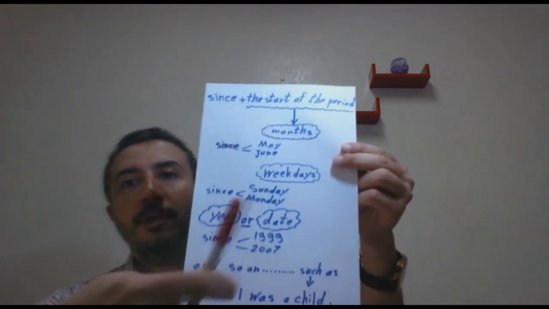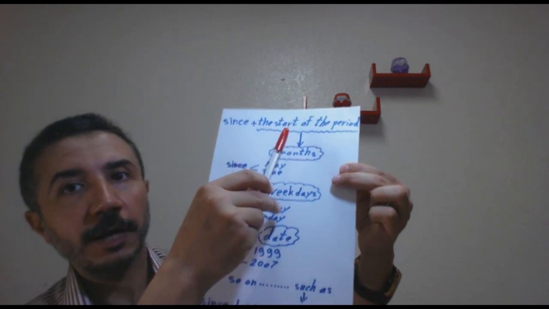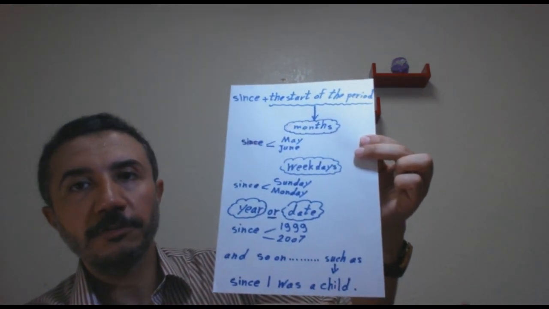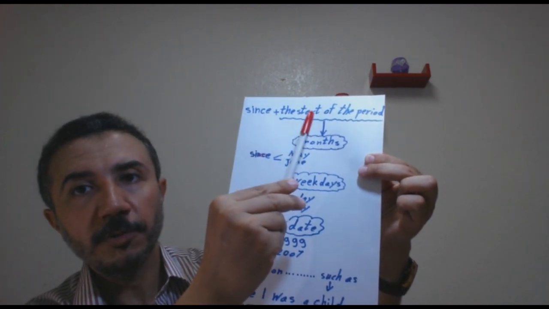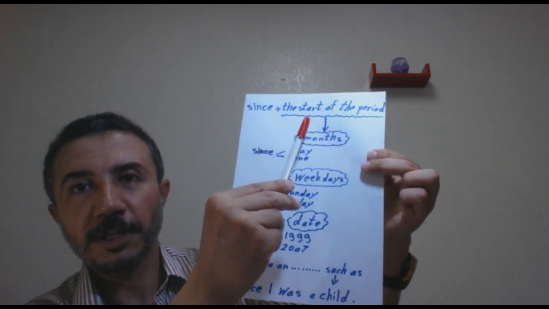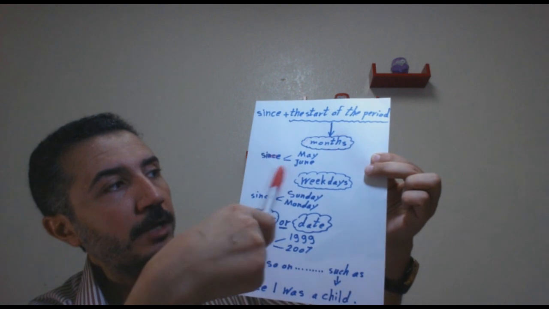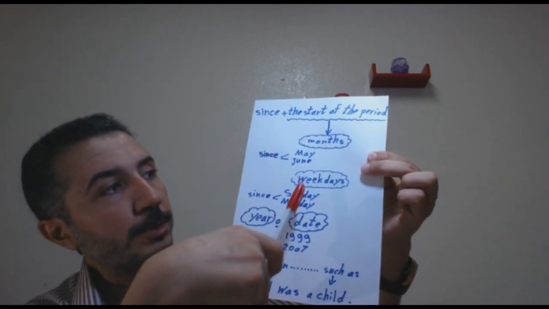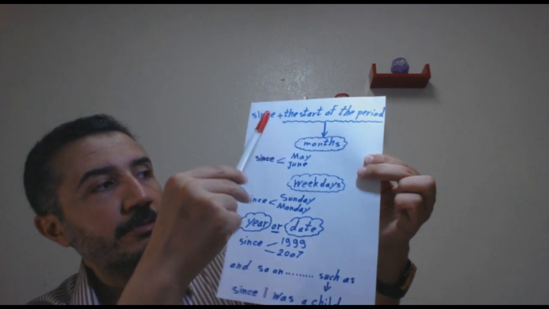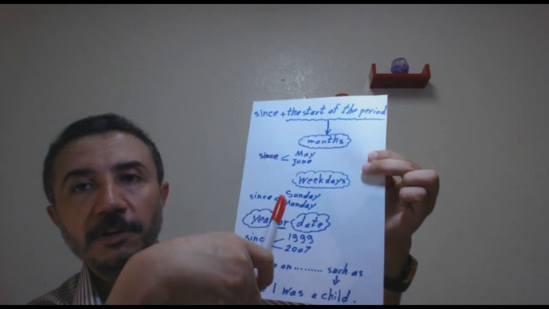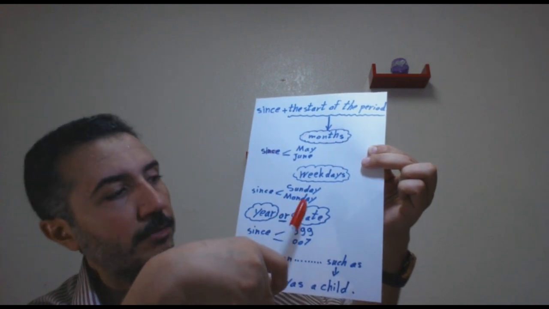So after since we use the start of the period. The start of the period يعني بداية فترة زمنية. Now look at my paper. After since we put the start of the period. طب start of the period اللي هي بداية الفترة الزمنية اللي احنا اتفقنا عليها اللي هي بدأت وما انتهتش. زي ايه؟ months الشهور. Like since May, since June. طيب وايه تاني؟ weekdays يعني بنستعمل مع since أيام الأسبوع. Since Sunday, since Monday.